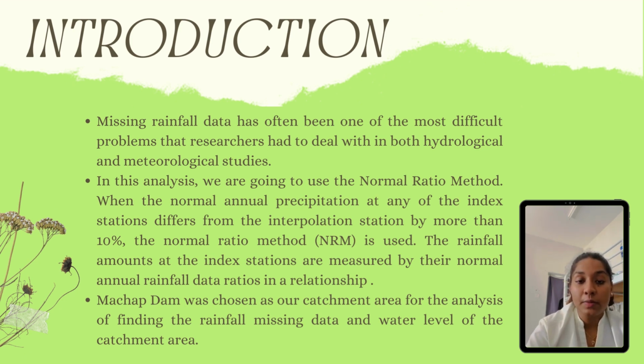When the normal annual precipitation at any of the index stations differs from an interpolation station by more than 10%, the normal ratio method (NRM) is used. The rainfall amount at the index stations is measured by their normal rainfall data ratios in a relationship. Machap Dam was chosen as our catchment area for the analysis of finding the rainfall missing data and water level of the catchment area.